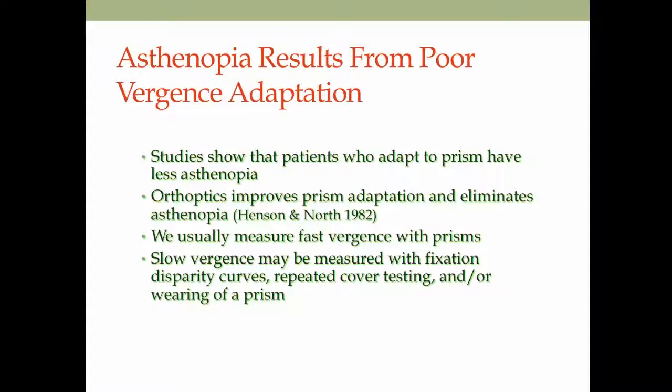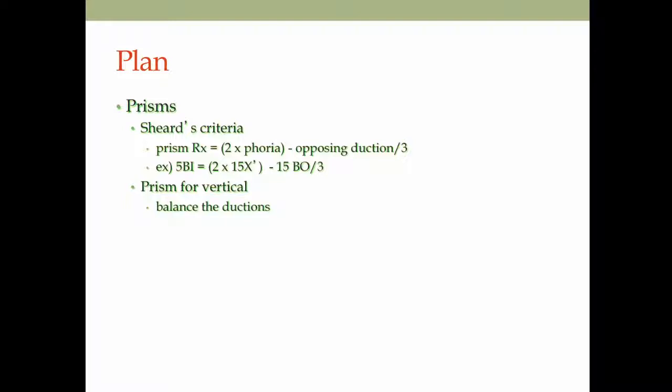Slow vergence may be measured by the width of the fixation disparity curve, repeated cover testing, or just wearing a prism. The most common methodology is just watching the eyes with repeated cover testing. For patients who you want to correct with prism, the best method is to use Sheard's criteria, which is 2 times the deviation minus the opposing direction, divided by 3.